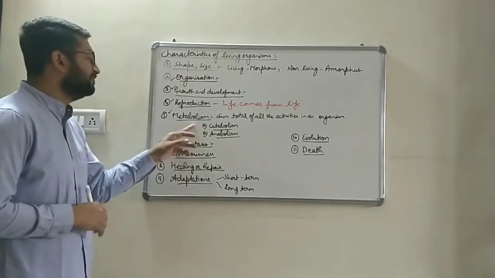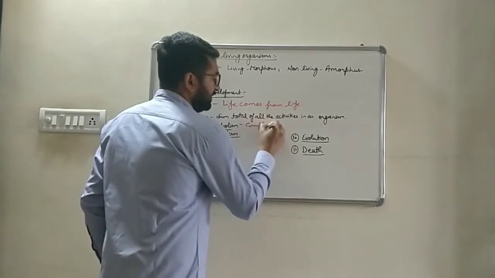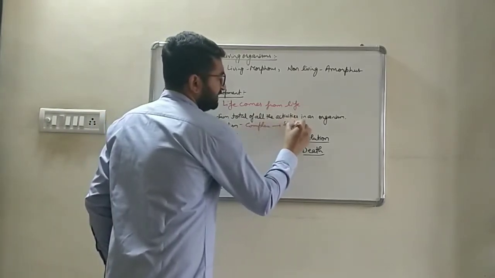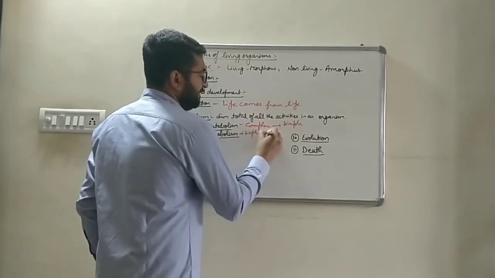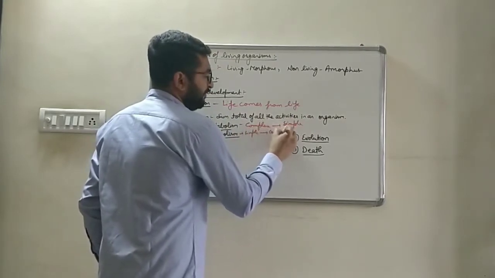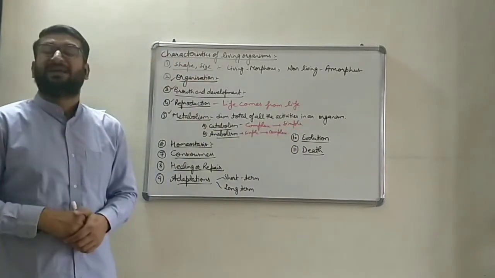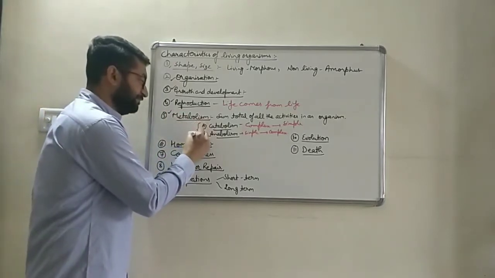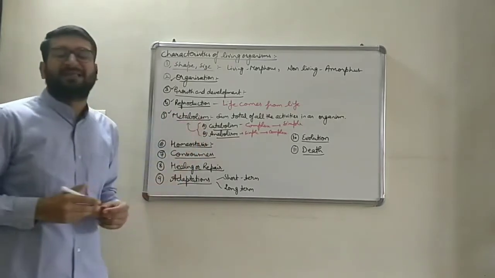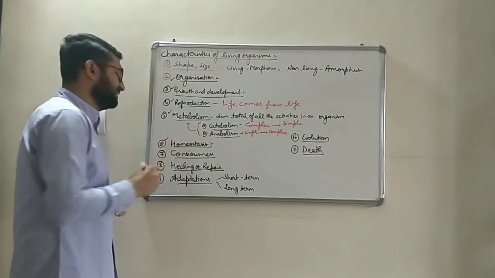So basically, in catabolism the complex are broken down into simple ones, and in anabolism the simple ones combine together to form complex ones. So this is what metabolism is all about. Both of these combine together to form metabolism. The next feature is homeostasis.